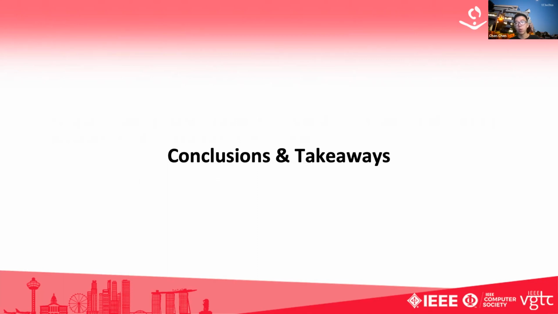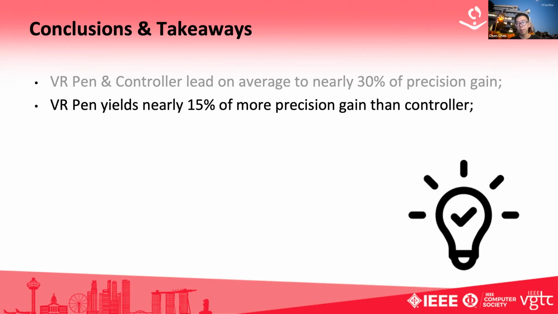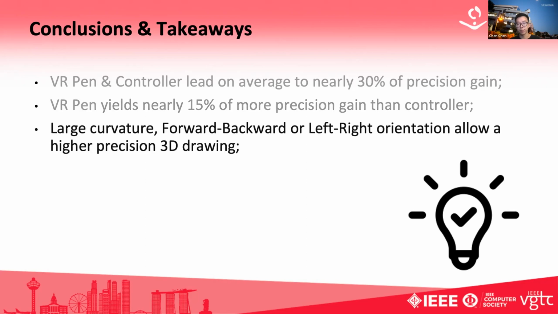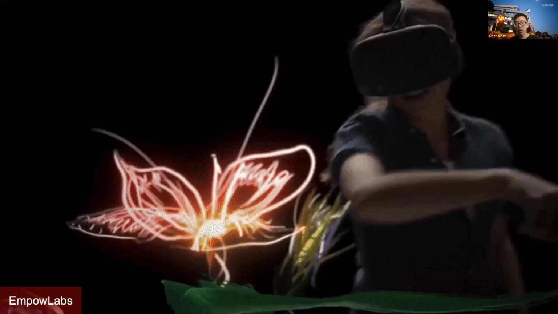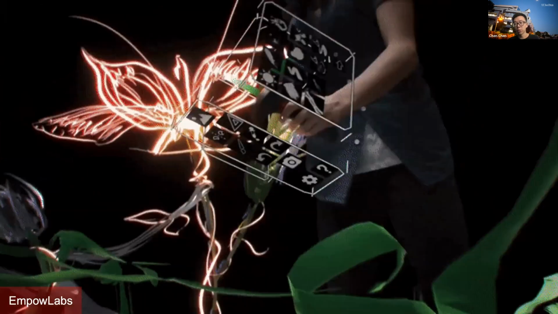As a brief conclusion, we would love to highlight our findings from three aspects. First, VR pen and controller lead to an average of nearly 30% precision gain, and in particular, the VR pen itself yields nearly 50% more precision than the controller. In addition to that, the larger curvature for forward-backward and left-right orientations allows a higher precision of 3D drawing. Finally, we wish our work will benefit future research and help create useful toolboxes for precise 3D drawing and beyond.